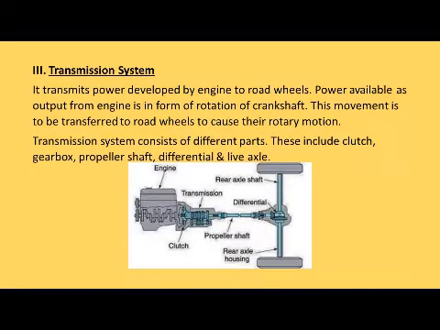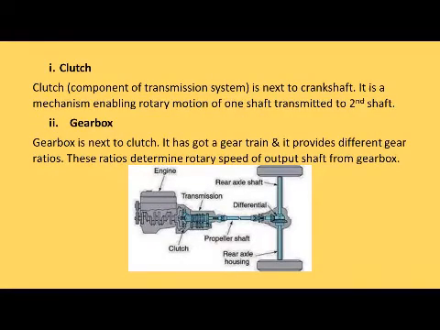Now regarding the transmission system. The transmission system transmits power developed by the engine to the road wheels. The power available as output from the engine is in the form of rotation of the crankshaft. This movement is to be transferred to the road wheels to cause their rotary motion. Their rotary motion makes possible the movement of the vehicle. The transmission system consists of different parts. These include clutch, gearbox, propeller shaft, differential, and live axle.